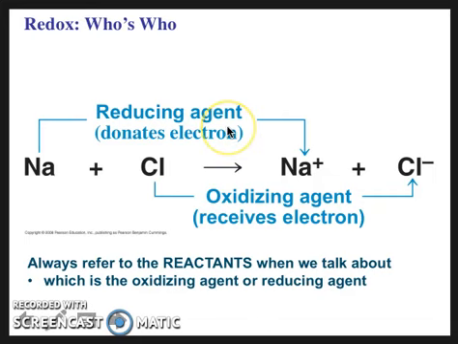All right, so who's who? See this? Sodium donates an electron. It got oxidized and became the reducing agent. Chloride received an electron. It got reduced and is the oxidizing agent. Back up and play that slide again if you need to, but you need to understand who donates an electron, who receives an electron, who was oxidized, who was reduced, who is considered the reducing agent, and who is considered the oxidizing agent. And please remember, we're always talking about the reactants.